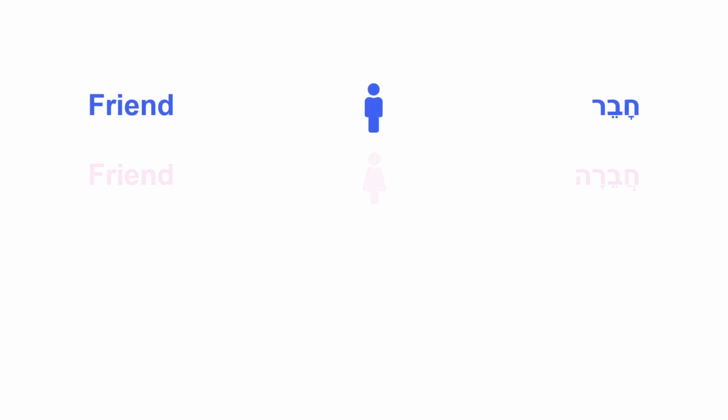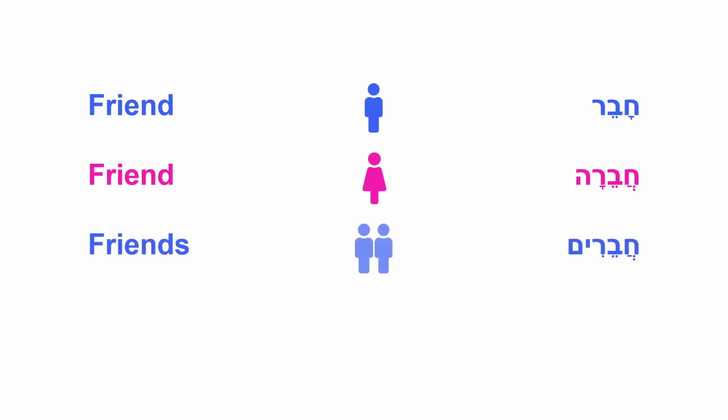חבר, חברה, חברים, חברות. A male friend is חבר, a female friend is חברה, friends, חברים, and female friends, חברות.